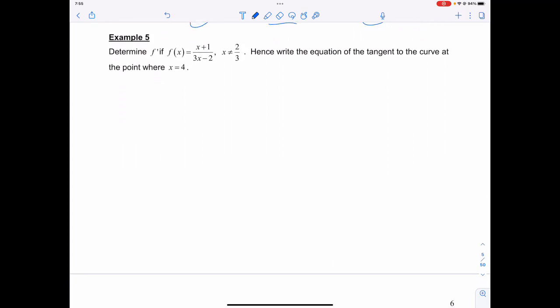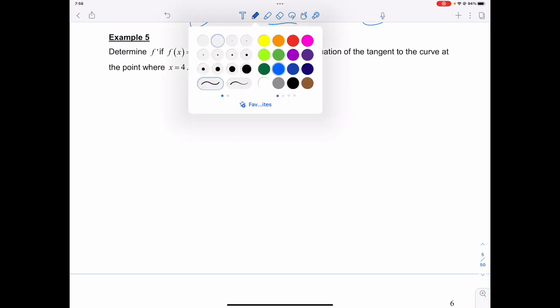All right, for example 5, it says determine f prime if f of x is equal to x plus 1 over 3x minus 2, where x cannot equal 2 over 3. Hence, write the equation of the tangent to the curve at the point where x is equal to 4. Well, let's solve our f of x first.